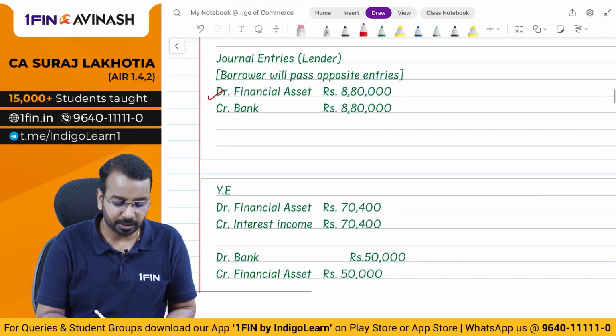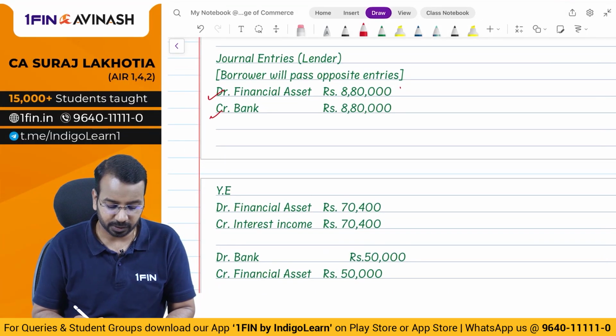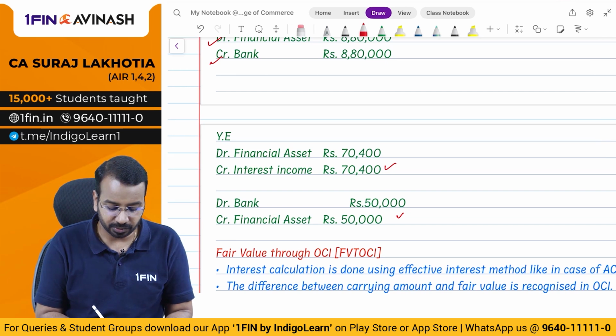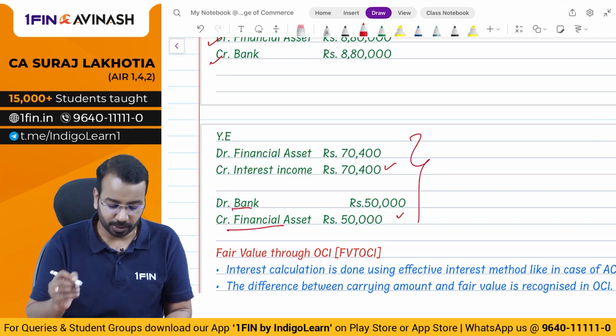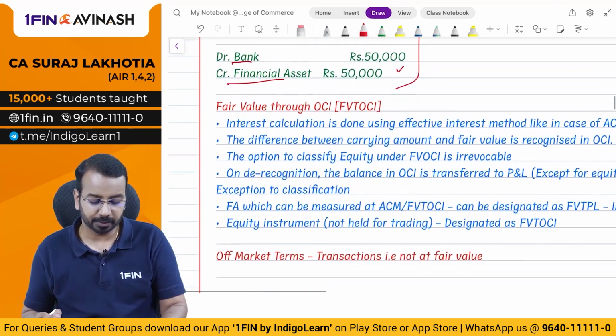Entries: initially debit financial asset, credit bank, or debit investment. Every year, whatever amount you have received, you will debit bank and credit financial asset. These two entries can be combined as well.